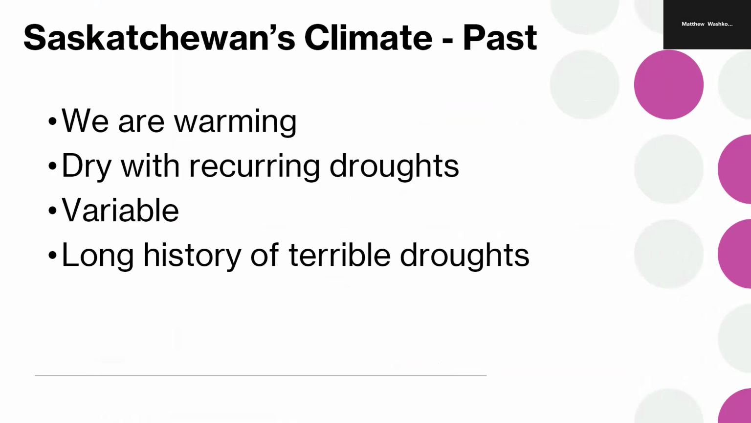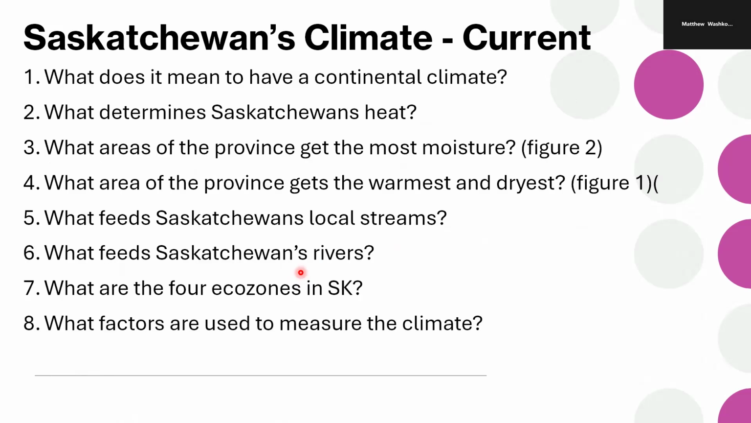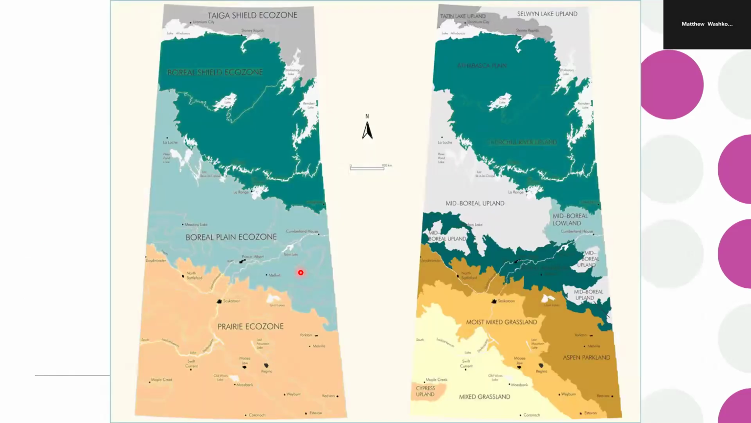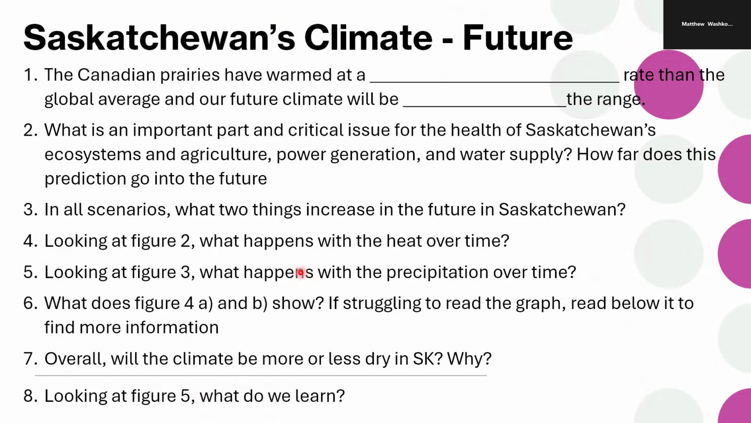It changes. And so the big key thing I want you to take away here is that Saskatchewan has an incredibly long history, even before the Europeans came over here. There's been people here for 20,000 years. But we've known for thousands of years that Saskatchewan has had a history of bad droughts. So when we look at the current climate in Saskatchewan, I don't really want to talk about that right now.